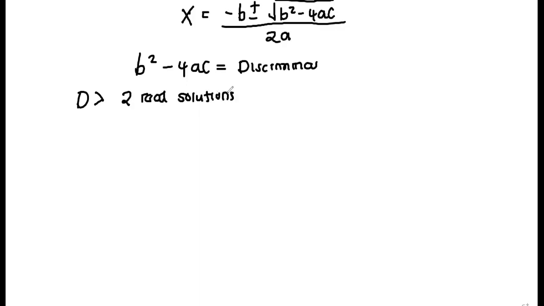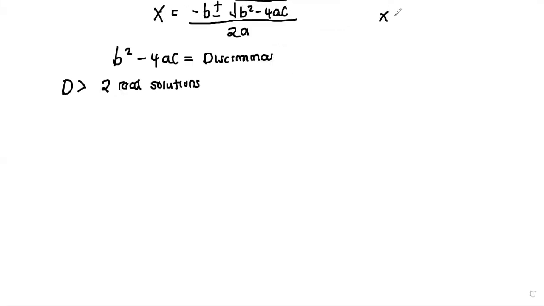By the solutions, it means that when we find the values of x, we're going to find two of them. Meaning you're going to have x is equal to maybe 2 or x is equal to 1, but you're just going to have two values of x. So if D is greater than 0, then you're going to have two real solutions.